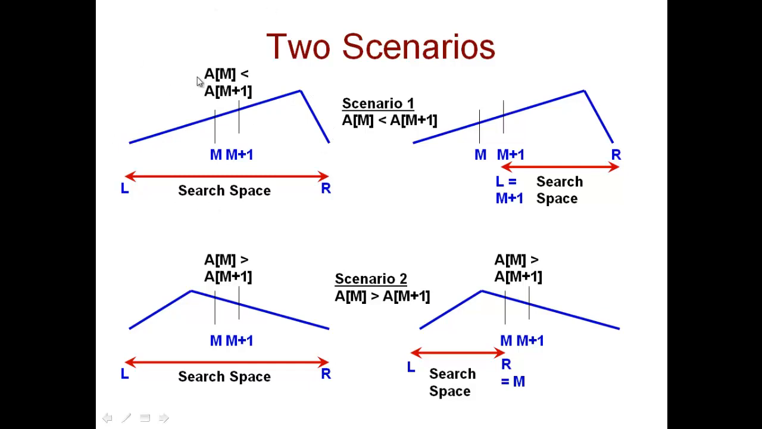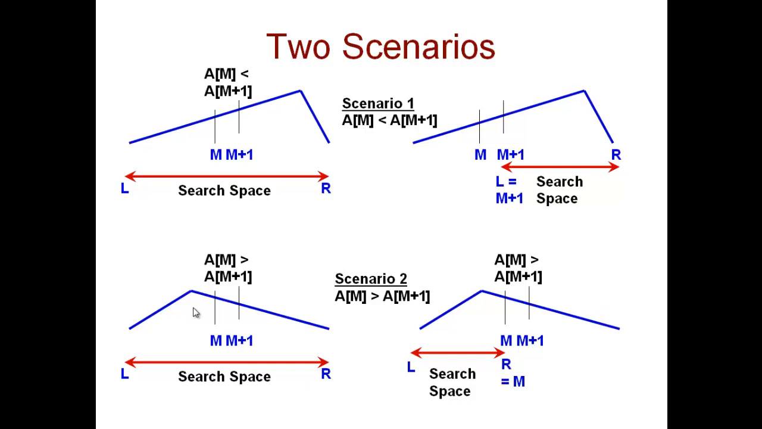So for that, we'll compare the array value at the middle index with the array value at middle index plus 1. Okay, so if the array value at the middle index, say this point value, is less than the array value at middle index plus 1, then we can be sure that we are in the increasing part of the function of the array. On the other hand, if the array value at the middle index is greater than the array value at middle index plus 1, we can be sure that we are in the decreasing portion of the array. So why do we need to decide that?